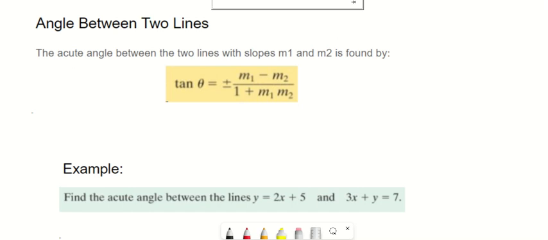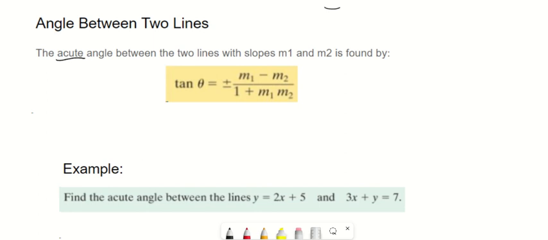Hi folks, this is the angle between two lines. So the acute angle between lines with slopes m1 and m2 is found by this formula. So tan of theta equals plus or minus m1 minus m2 over 1 plus m1 m2. So we're going to be taking the two slopes of the two lines.